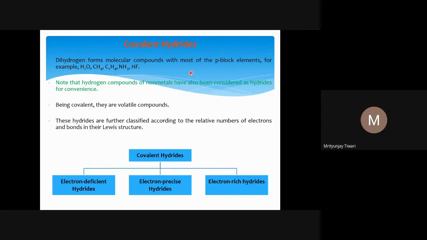Why are they called covalent hydrides? Because the bond between hydrogen and the p block elements is primarily a covalent bond. In the ionic hydrides, we have seen that in some cases there is significant covalent character, but primarily the bond between hydrogen and the s block metal was ionic. Here the bond between the p block elements and hydrogen is primarily covalent. These bonds may also have some ionic character because of the difference in electronegativity of the two atoms, but that is a different thing. Certain ionic character is there, but the bond is primarily covalent.